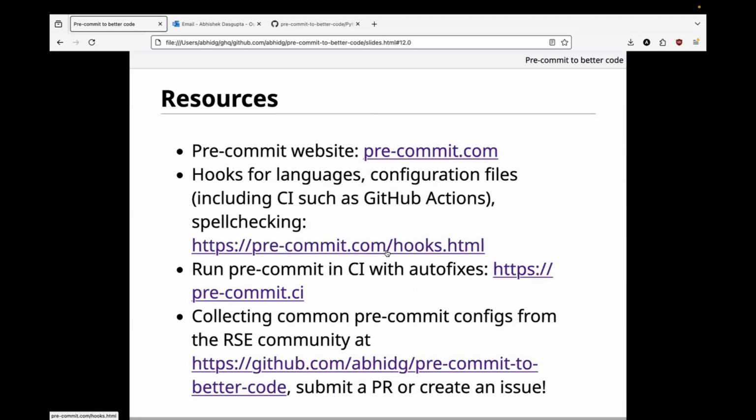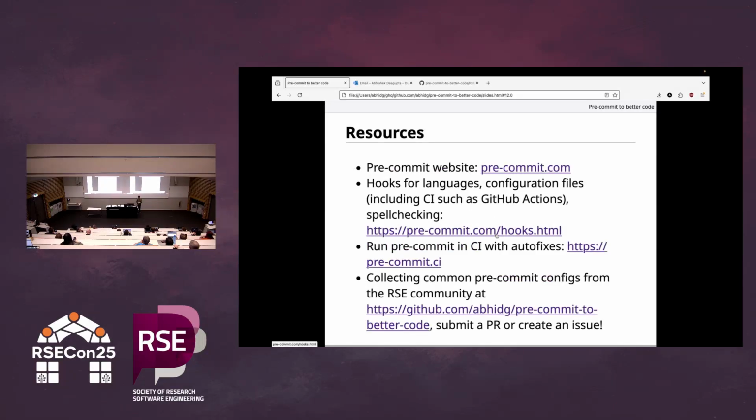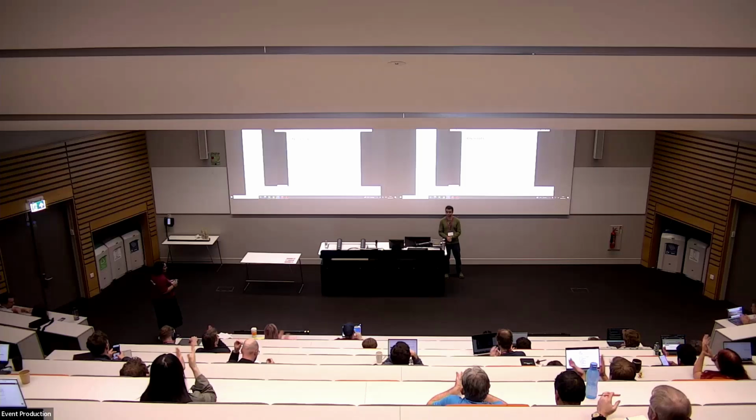Here are some resources. Once you're done with pre-commit, you can also run pre-commit in GitHub CI. So all the stuff that's happening on the local computer can happen in CI as well. There's a website, and I'm collecting common pre-commit configs. So I have some examples in Python, but for R and other languages, we are not as well versed. Please submit a pull request or create an issue, and I will add it and compile something at the end of the year. So thank you.